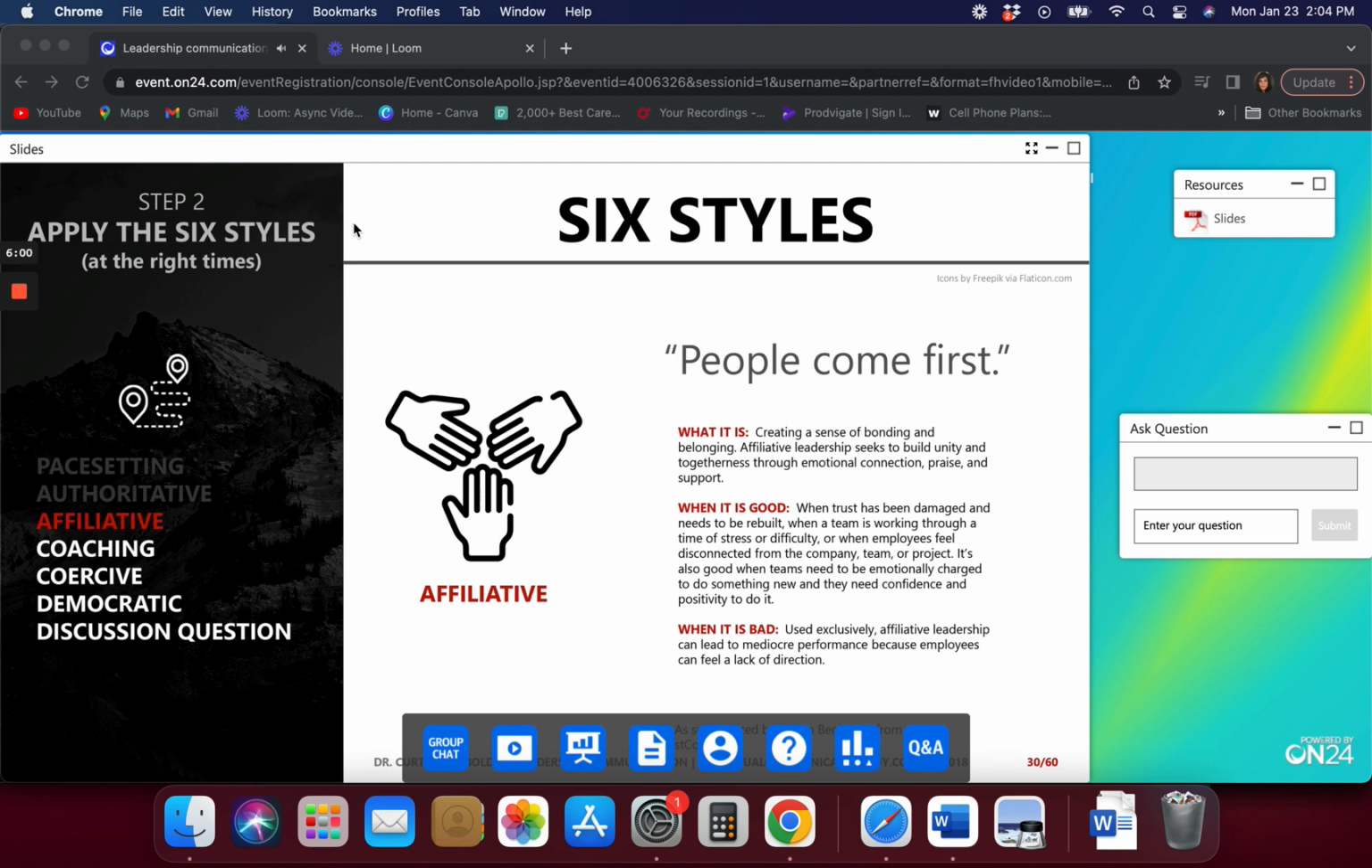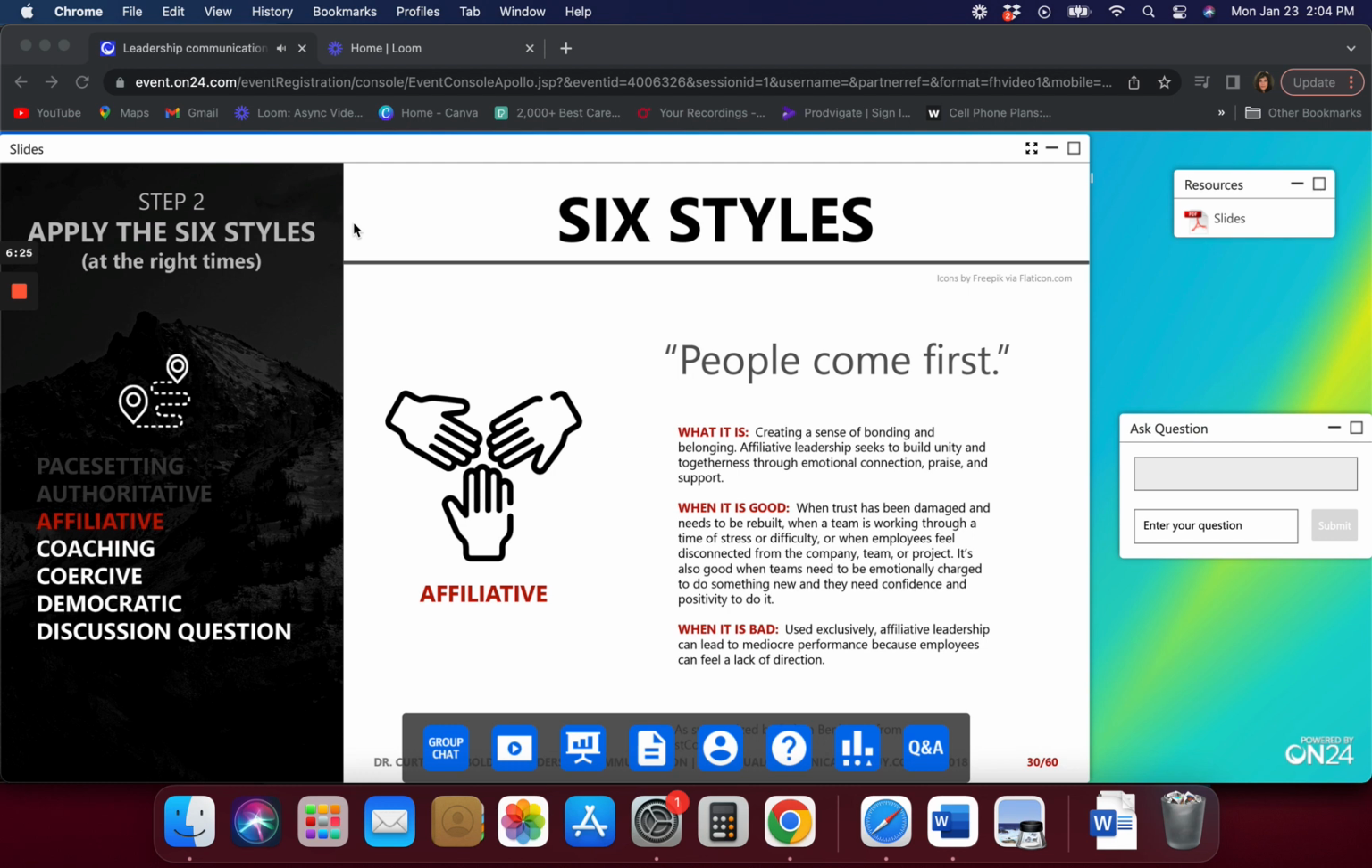This is good when trust has been damaged and needs to be rebuilt, or when a team is working through a time of stress or difficulty, or when employees feel disconnected from the company, team, or project. It's also good when teams need to be emotionally charged to do something new, and they need confidence and positivity to do it. So maybe you're asking them to do something they haven't done before. We need to really build or boost their confidence.